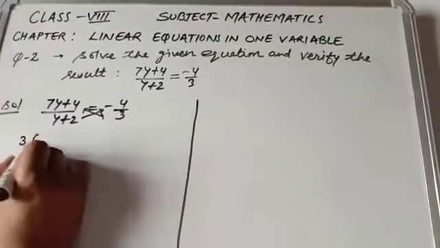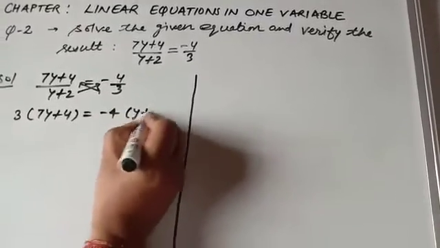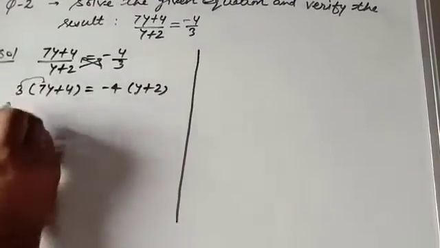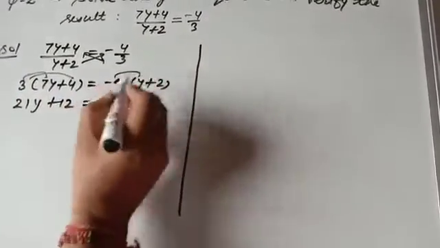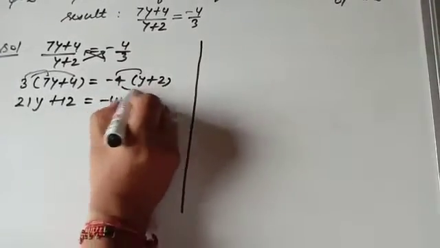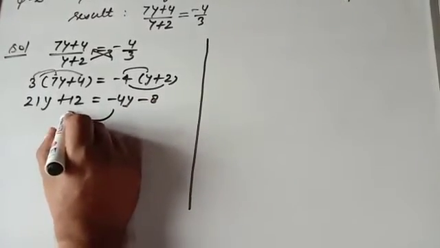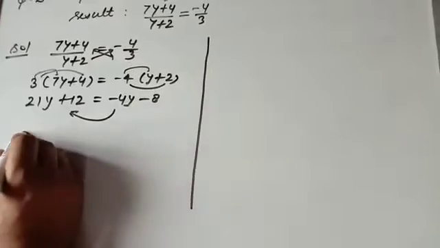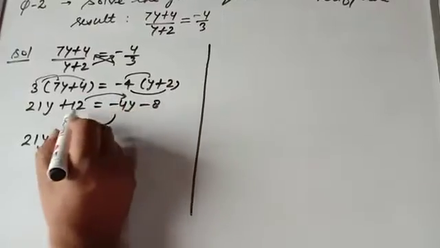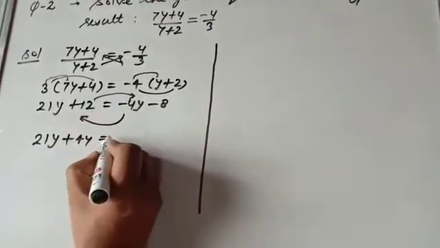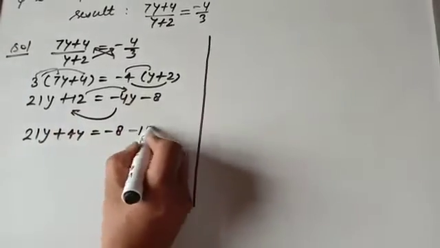So 3 into 7y plus 4 is equal to minus 4 into y plus 2. Now 3 sevens are 21 and 3 fours are 12. Minus 4 into y is equal to minus 4y, and minus 4 into 2 is equal to minus 8. Now we transpose minus 4y from right to left, that is 21y plus 4y, and we transpose 12 from left to right, that is equal to minus 8, and 12 is plus. When we transpose, it will become minus.